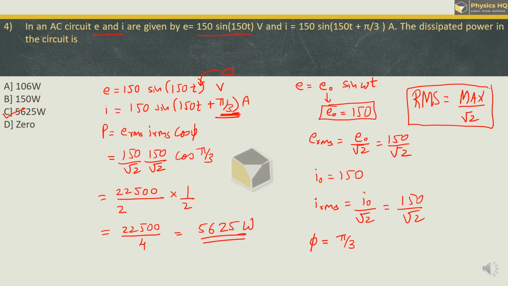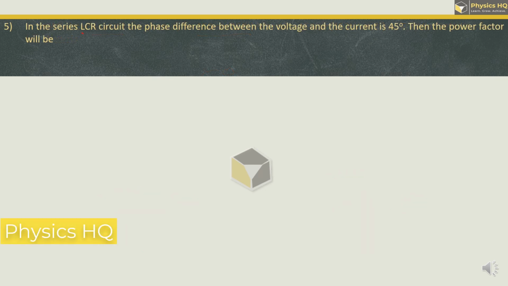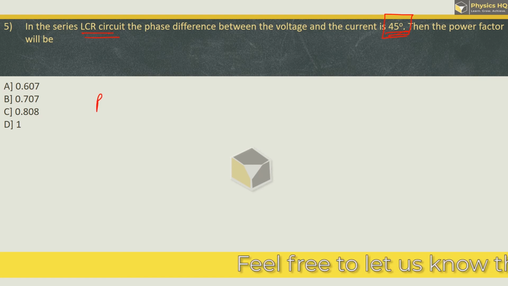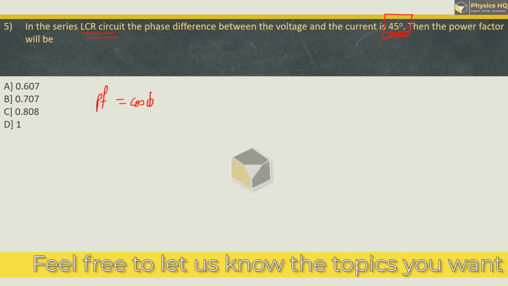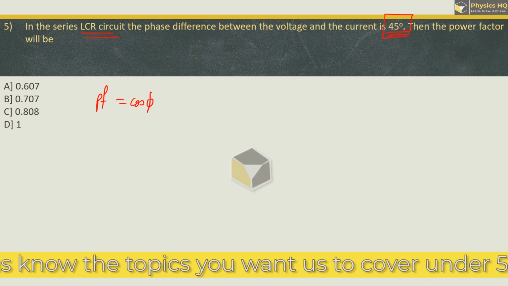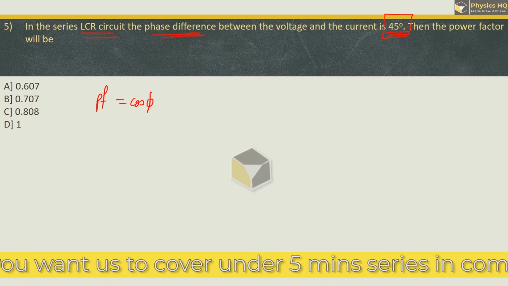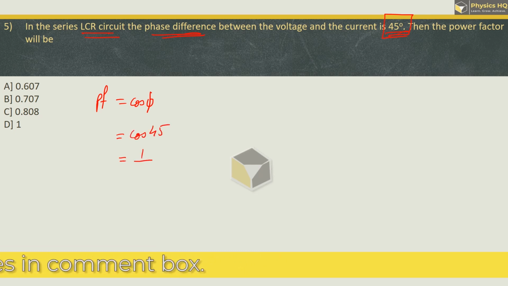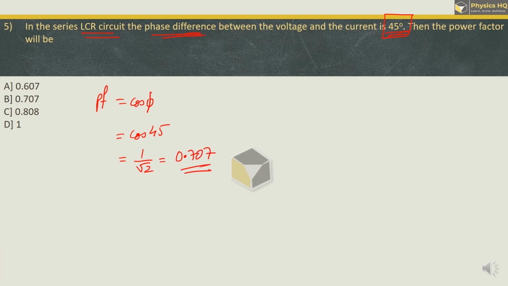Hope you all understood this. Let us go ahead to the next MCQ. In a series LCR circuit, the phase difference between voltage and current is 45 degrees. Then the power factor will be 0.6, 0.707, 0.8 or 1. Now we already discussed that power factor is given by the formula cos phi, where phi is the phase difference between voltage and current, and it is already given in the question as 45. What is cos 45? 1 by root 2, and this is nothing but 0.707. So the answer is option B.